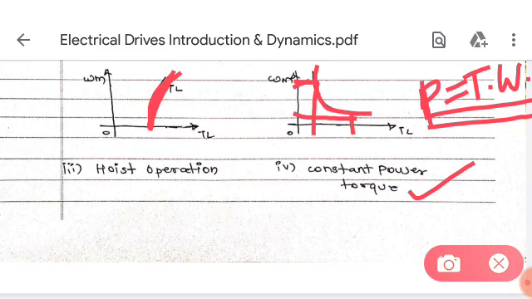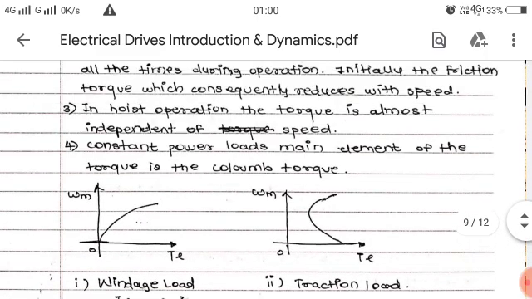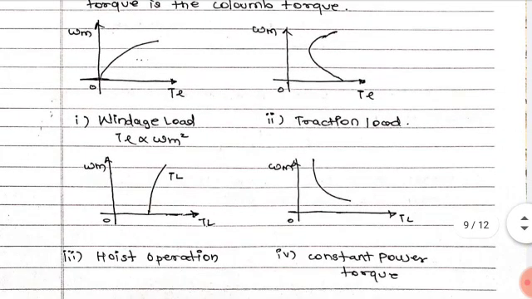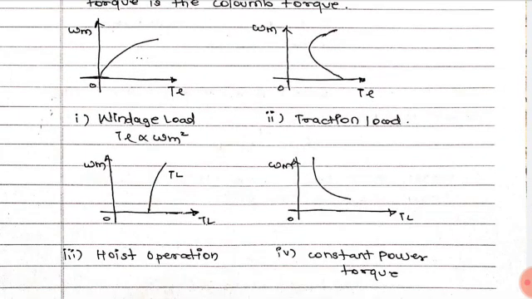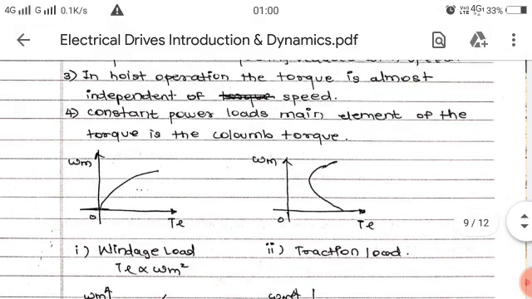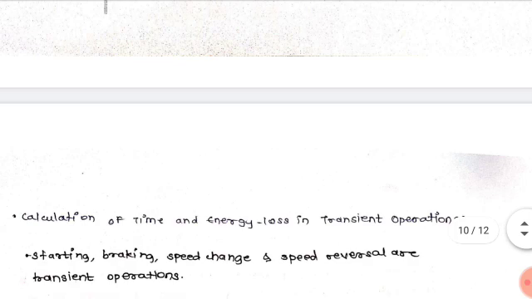So these are some popular load torques. Examples of windage loads are fans, compressors, all those. So this is all about the load torque.